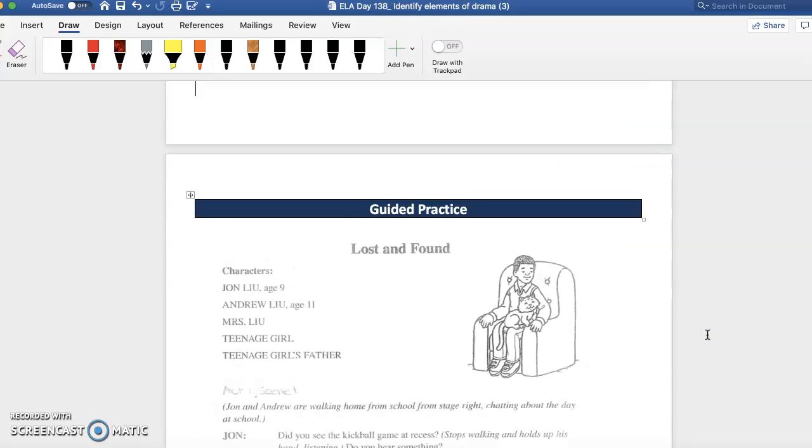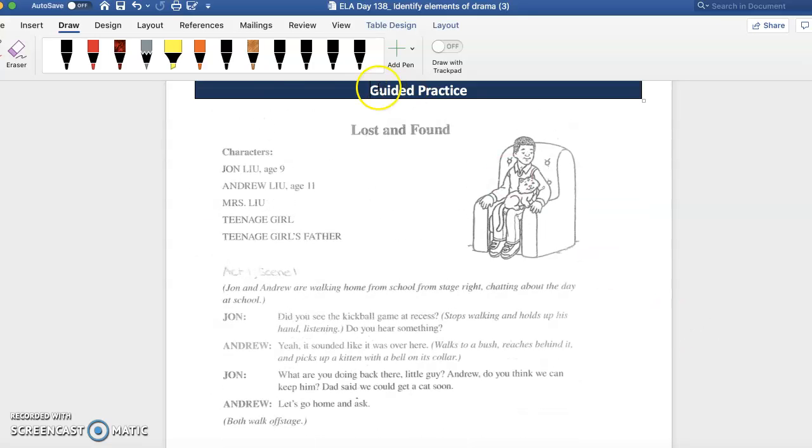Now we're in our guided practice. Okay, so real quick, guys, I want you to go ahead and pick out the drama elements. Of course, this is the title. And then we have our cast of characters. I'm just going to put C-O-C.